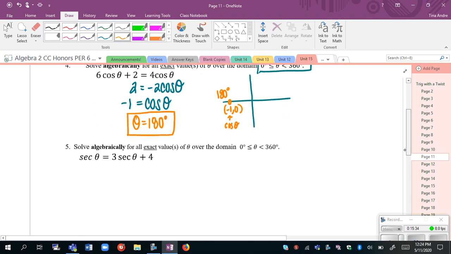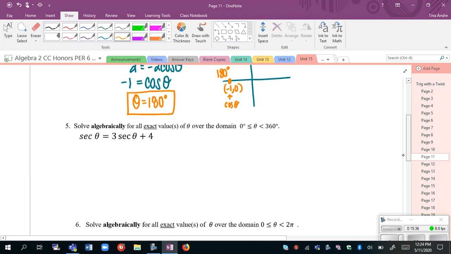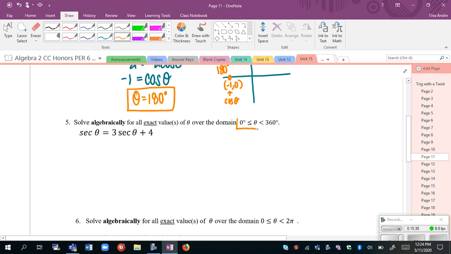If we look at the next one, so now we're looking at, again, 0 to 360. So we have secant. So we're going to treat it the same way. So I'm going to bring my 3 secant theta over to the other side. So it's 1 minus 3 secant. So that's going to be -2 secant of theta is equal to 4. Divide both sides by -2. I get secant of theta equals -2.